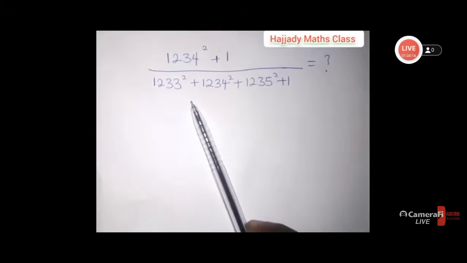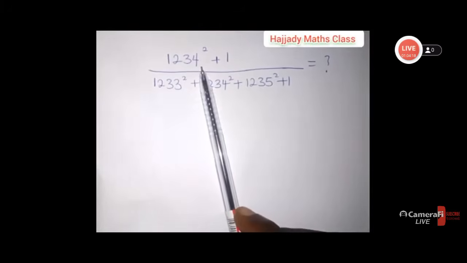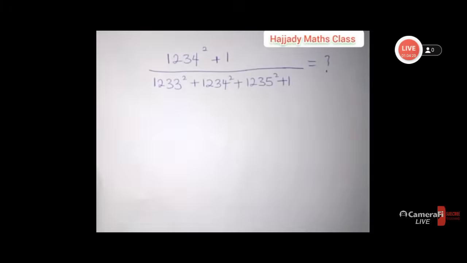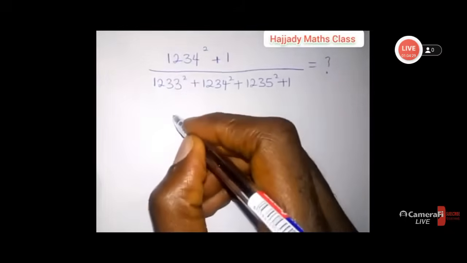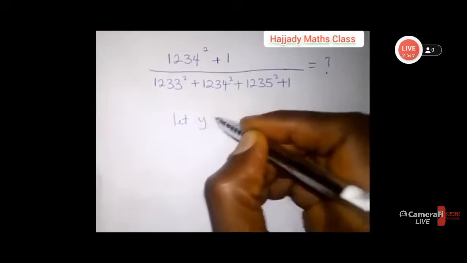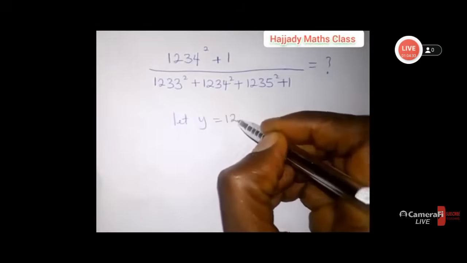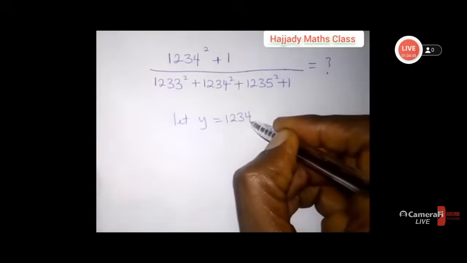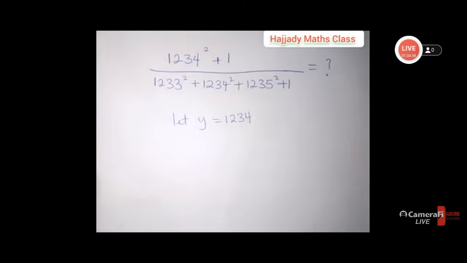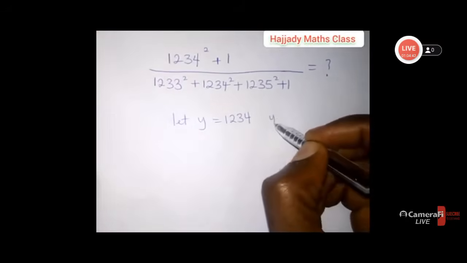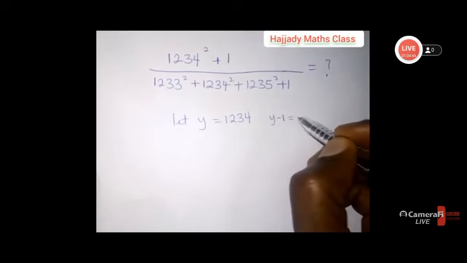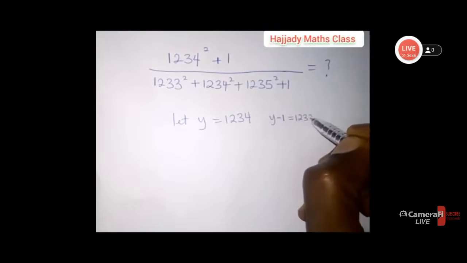Now today we'll be solving this mind-blowing question. We have 1, 2, 3, 4 squared plus 1 over the denominator. What is the value? Looking at this, you observe that the values are very close. So we say let y be equal to 1234. Okay, so we should know that if this decreases by 1, it is equivalent to y minus 1. So it means that will be 1, 2, 3, 3.